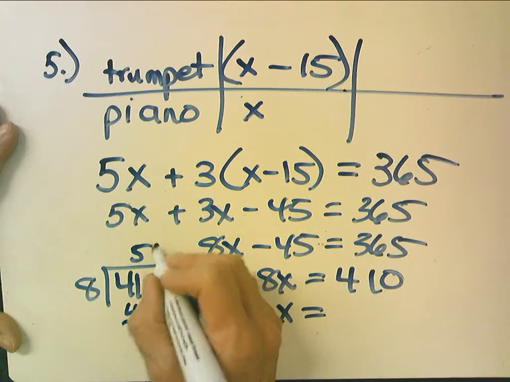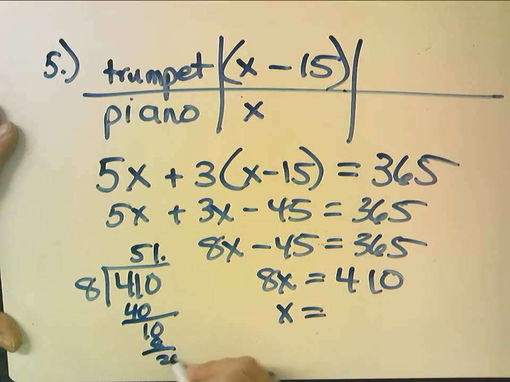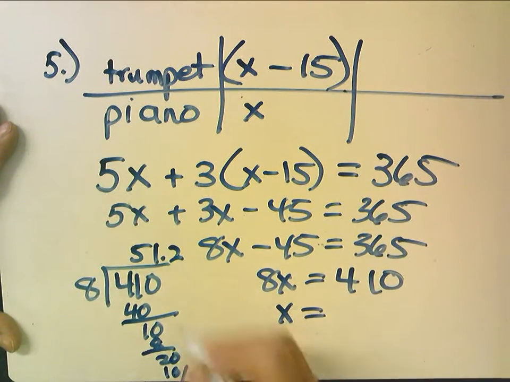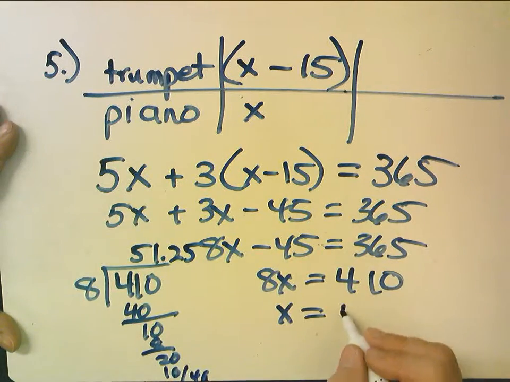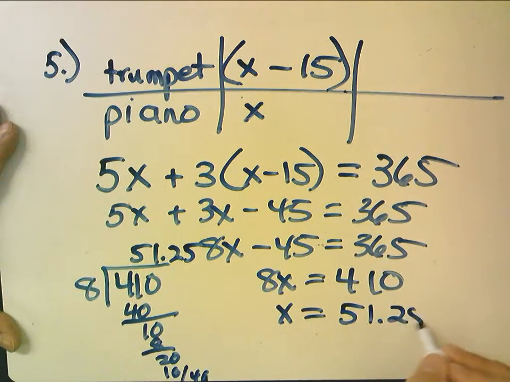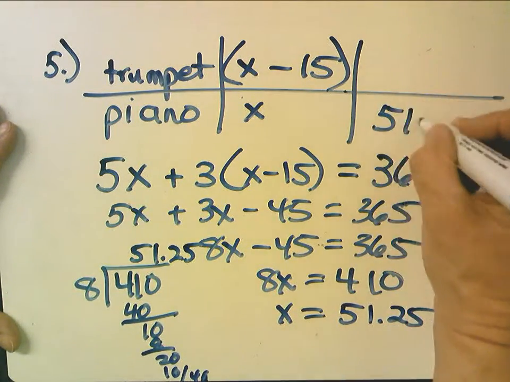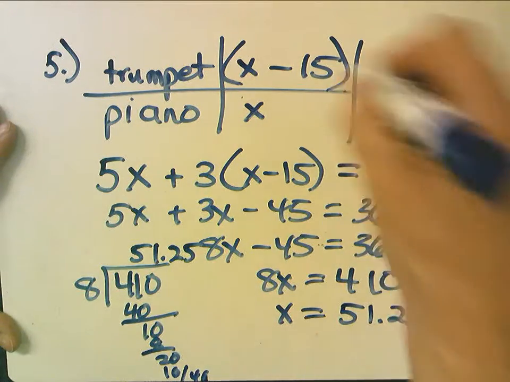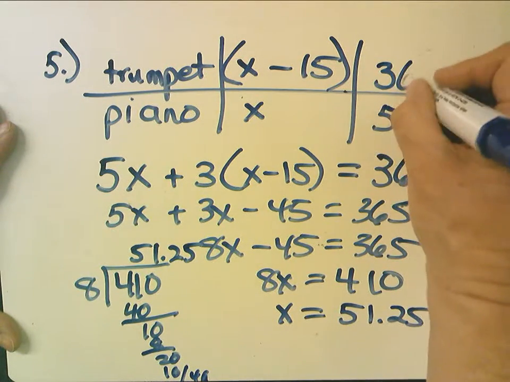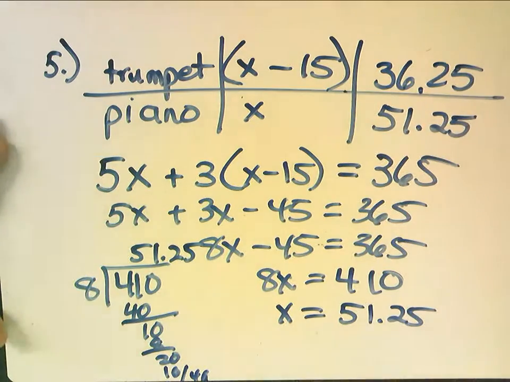x equals, and again I have to do my long division, 8 goes into 41 5 times. 8 goes into 10 once. 8 goes into 20 twice. And 8 goes into 40 5 times. So this is $51.25. And if x is $51.25, $15 less than that is $36.25.